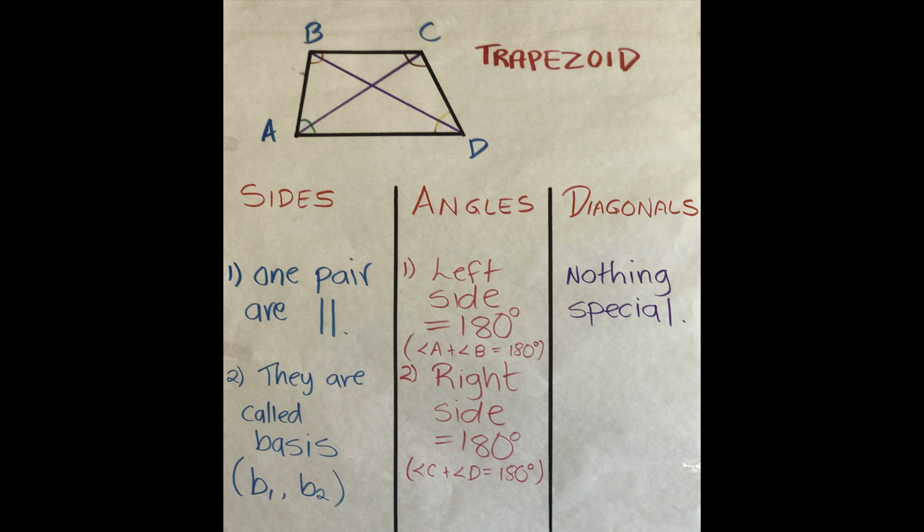For the trapezoid, we have one pair of parallel sides that are called bases. The angles from the left side equal 180 and the right side equals 180, and the diagonals are nothing special.